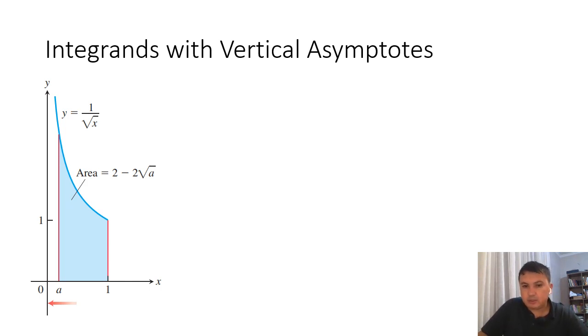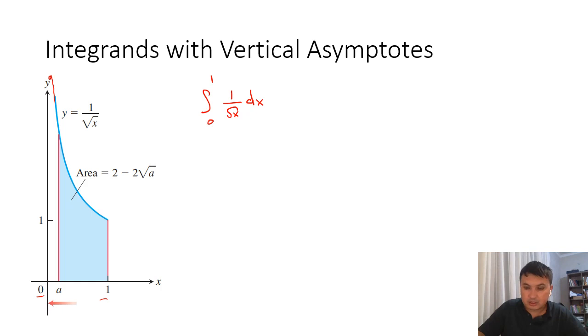All right, now integrands with vertical asymptotes. So the cases when the function is blowing up, but it's still a finite interval, right? So I restrict myself to 0 to 1. I want to integrate this particular function, 1 over square root of x. But what we notice is, if you let x go to 0 from the right, it's going to blow up to infinity, right? It's going to blow up to infinity.